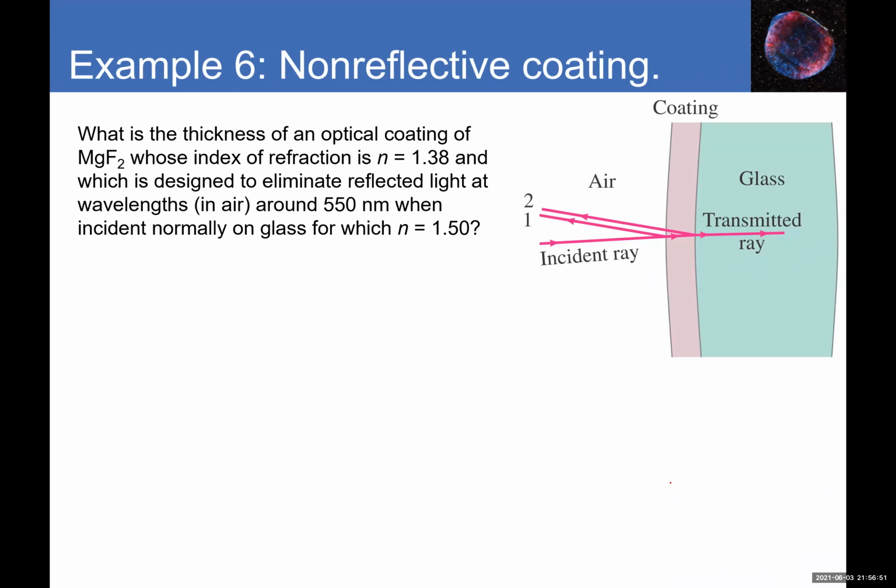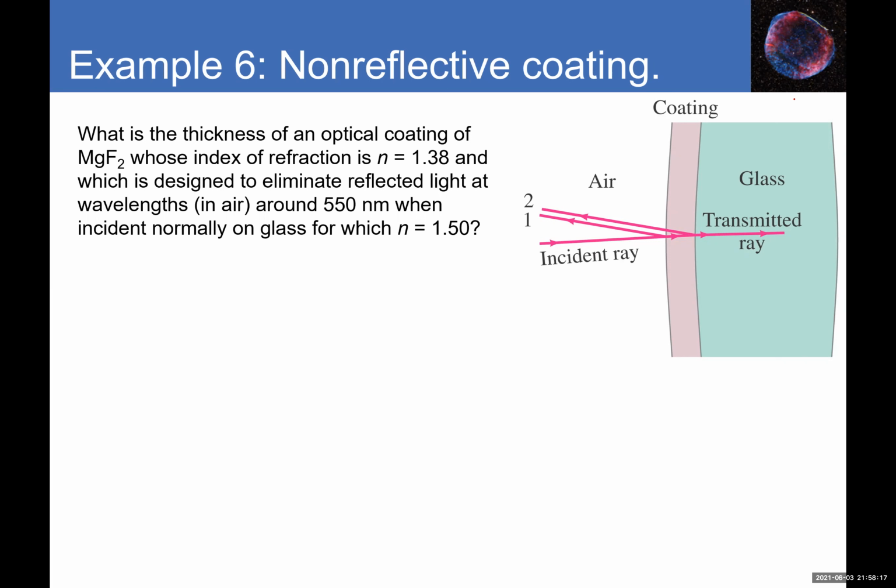All right, so here's one more example. You have a non-reflective coating. It says, what is the thickness of an optical coating of magnesium fluoride whose index of refraction is n equals 1.38, and which is designed to eliminate reflected light at wavelengths in air around 550 nanometers when incident normally on glass for which n equals 1.5.